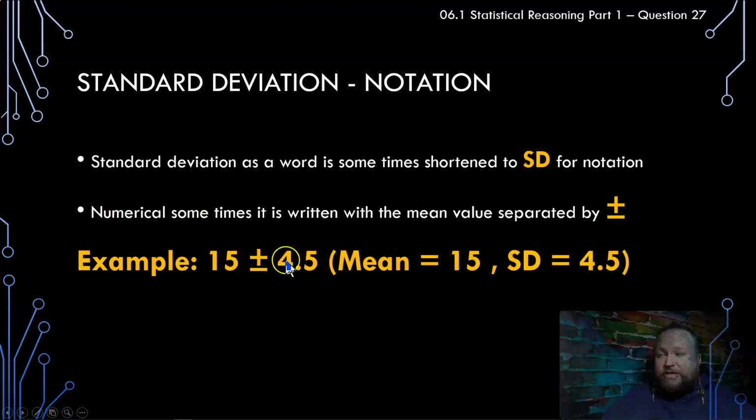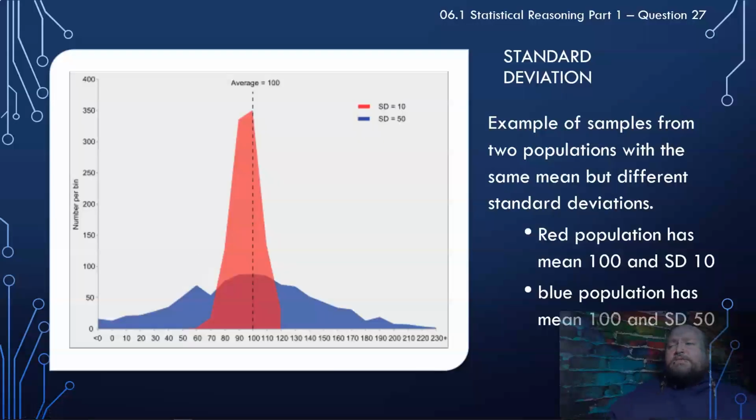So, a mean of 15 with a standard deviation of 4.5. Now, the key to interpreting the actual number itself is how big or small the number is.